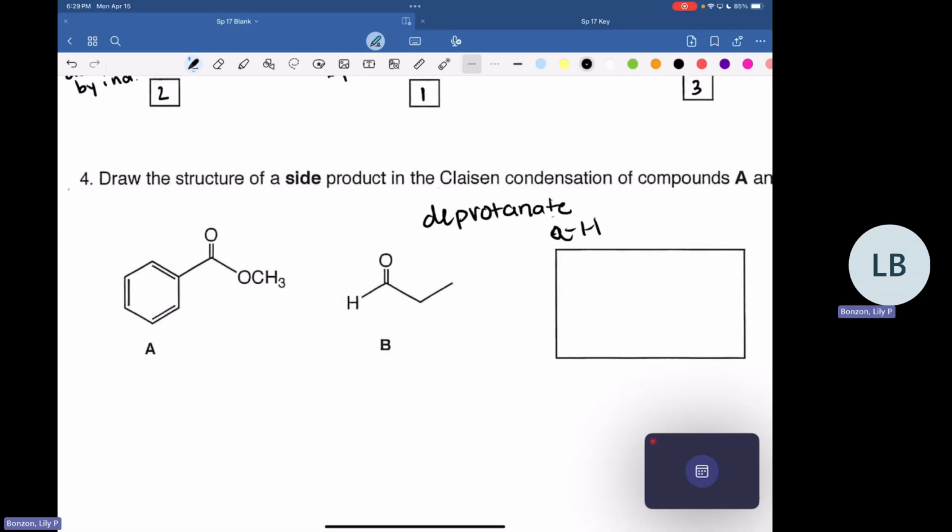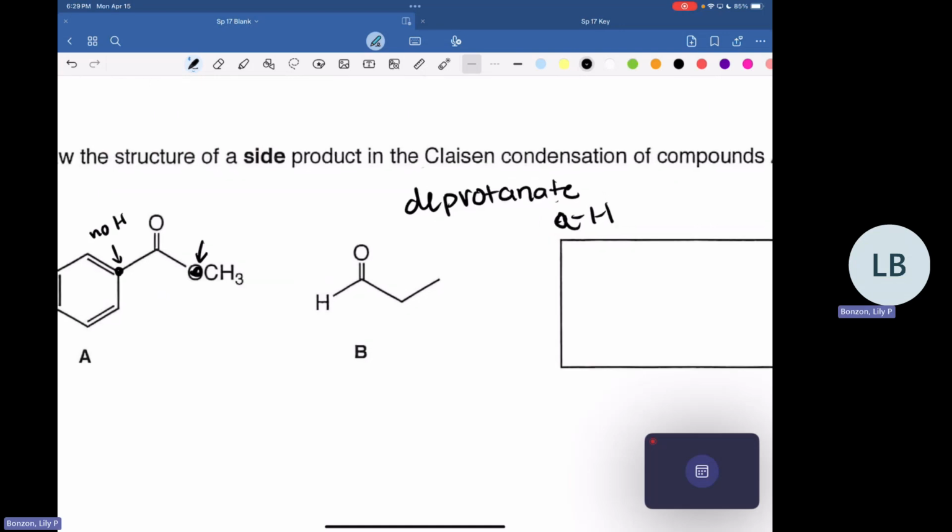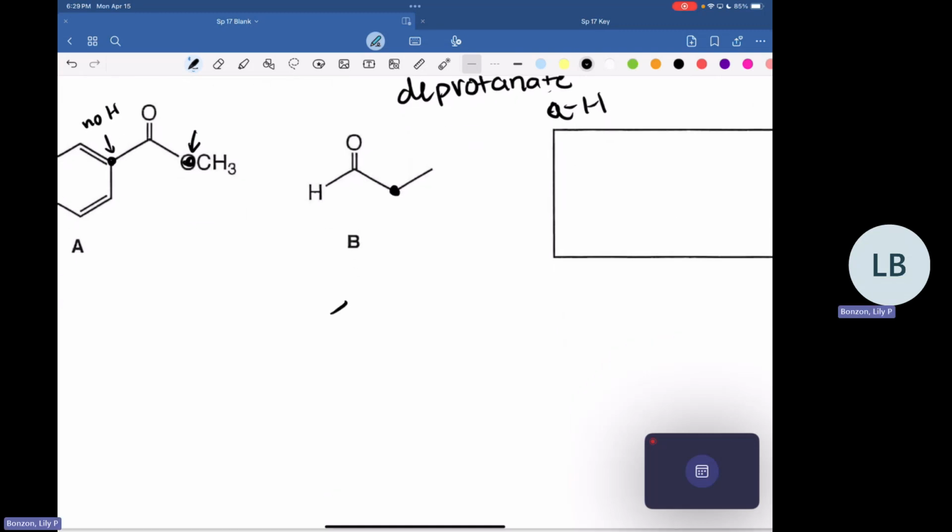Okay, so if you look at the structure on the left, we actually don't have any alpha hydrogens. This one's an oxygen, and this one has got 4 bonds. It doesn't have any hydrogens. So the only alpha hydrogen that we have is going to be in structure B. So we deprotonate this with our NaOEt, and we've got our deprotonated form here.